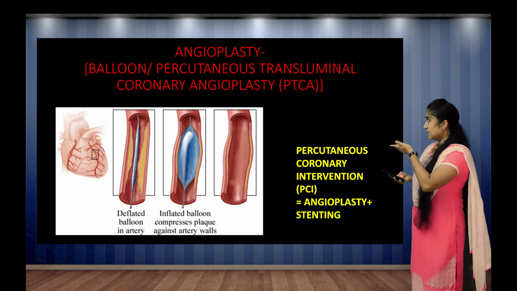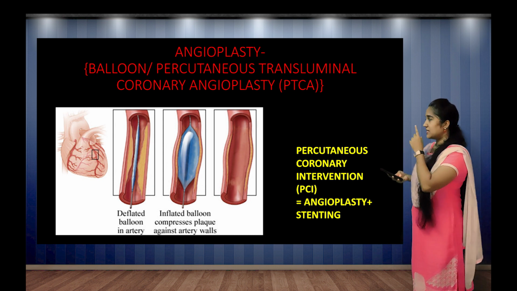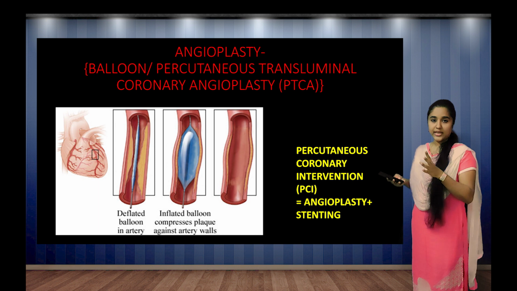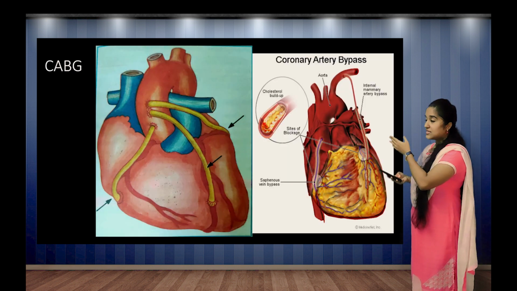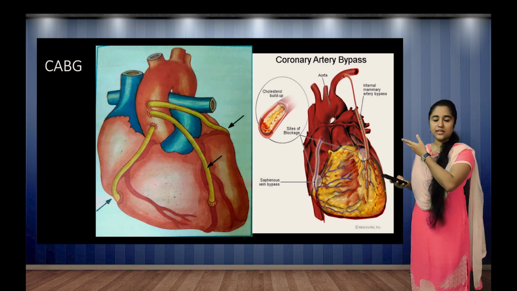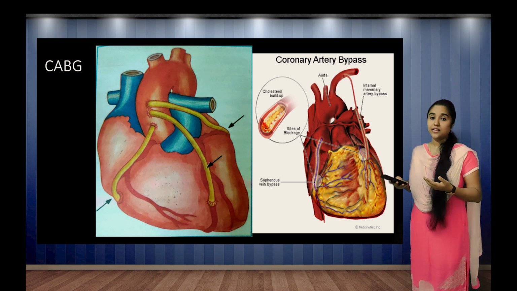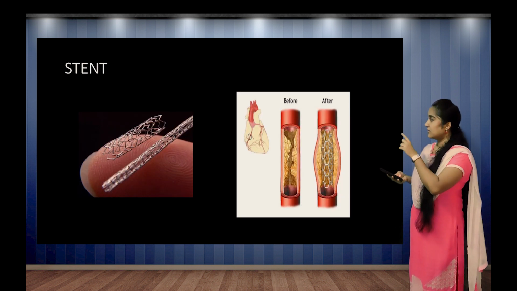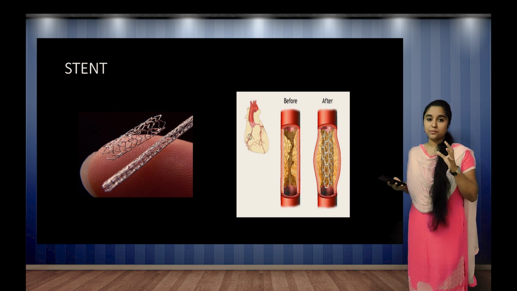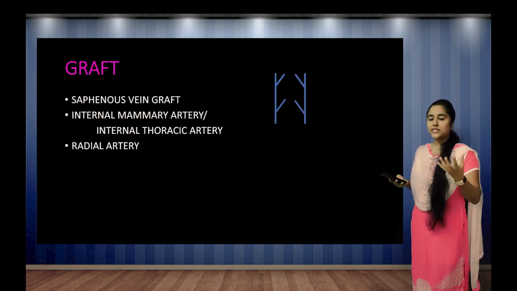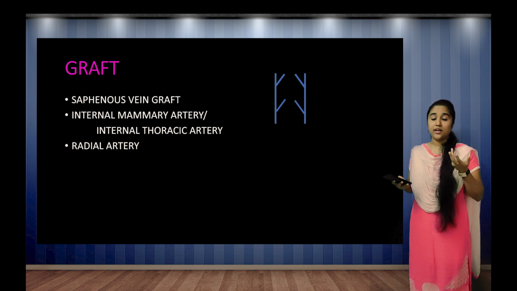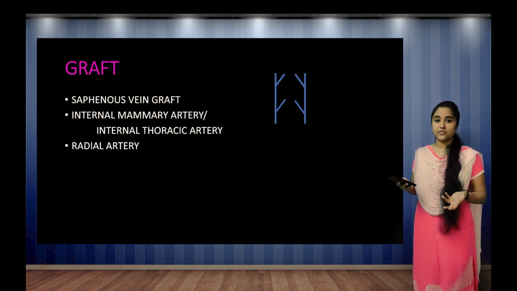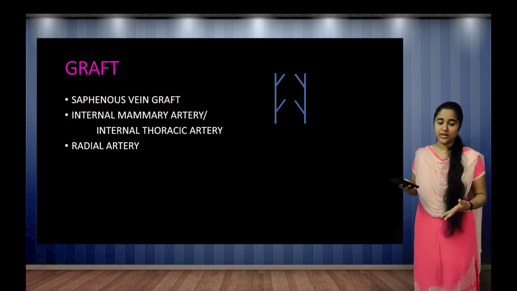Now, this is a figure showing the balloon angioplasty. You can see the balloon that is inflating and deflating so that the thrombus gets dissolved. And you can see the graft placed here. Here there is saphenous vein as well as internal mammary artery graft. And this is a stent with wire mesh that can be placed permanently. Now, we said that there are many types of grafts. One is saphenous vein graft. Another one is internal mammary artery graft, which is also known as internal thoracic artery graft.